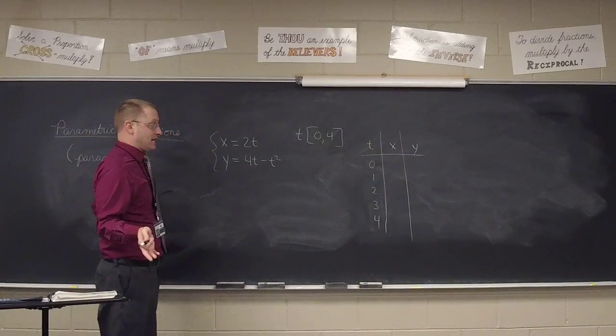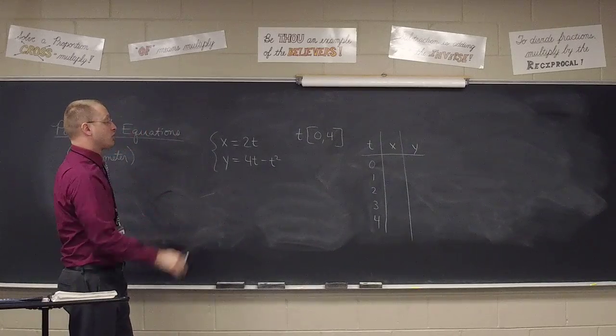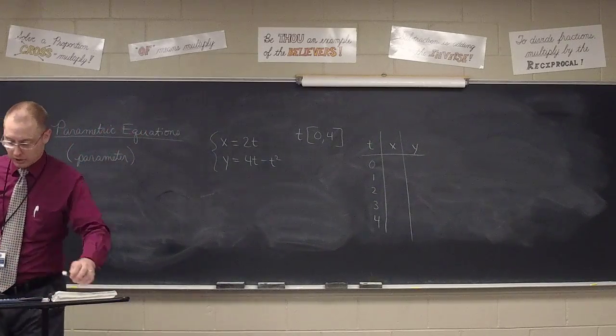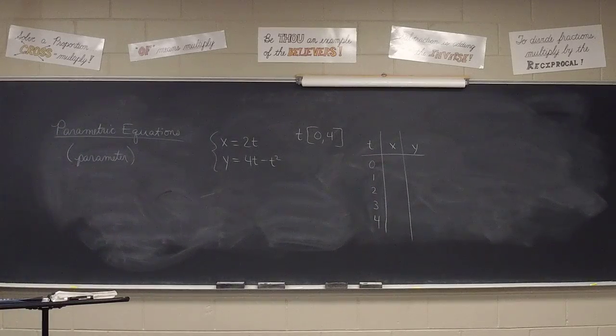Step number three, after we filled in all of our integer values, calculate x and y based on the parameter. So x, we see, is simply double the parameter, right? So if my parameter is 0, 1, 2, 3, 4, what are the x values that would correspond with those parameter values? 0, 2, 4, 6, 8.